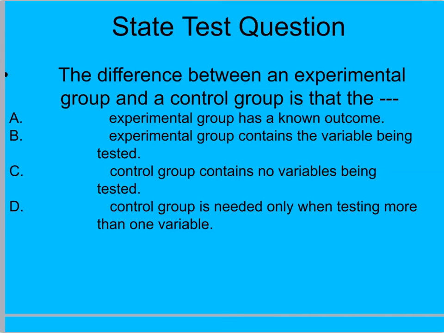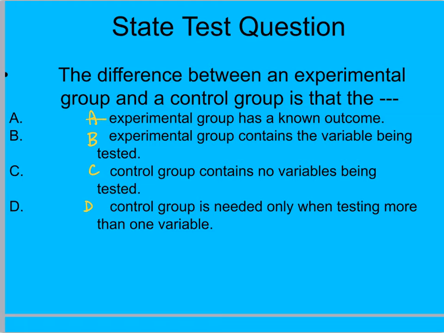The difference between an experimental group and a control group is that A, the experimental group has a known outcome. B, the experimental group contains the variable being tested. C, the control group contains no variables being tested. D, the control group is needed only when testing more than one variable. So let's automatically eliminate 2 choices. Which 2?